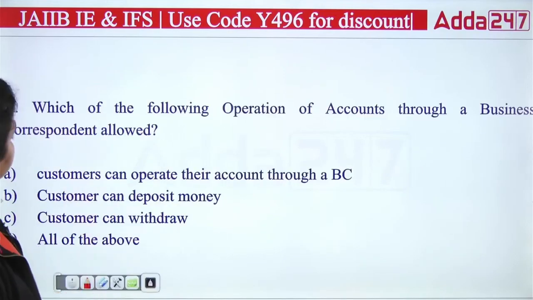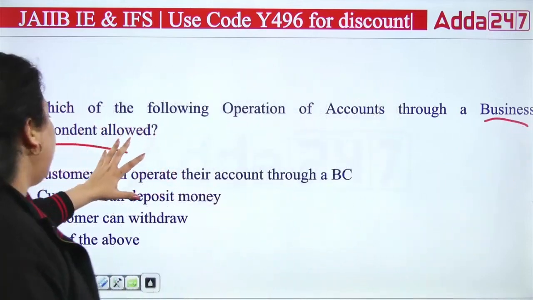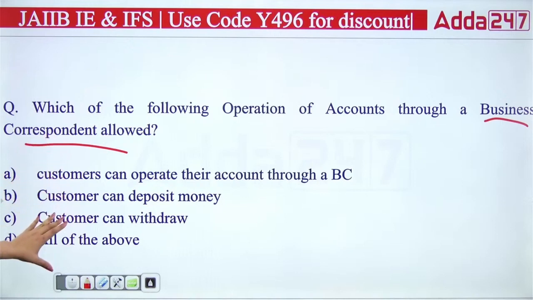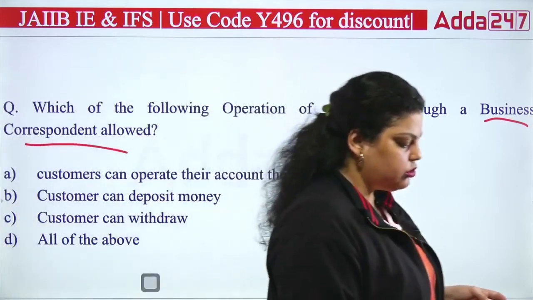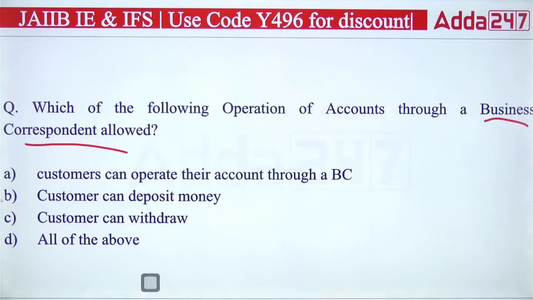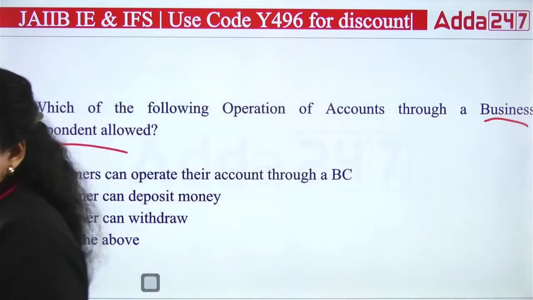Next we have: which of the following operations of an account through a business correspondent is allowed? So out of these services, which are available to the customer with the help of a business correspondent? First is saying customers can operate their account through a bank business correspondent. Customer can deposit money, customer can withdraw money, or all of the above. So you have to answer which of the following is the correct operation, or which of the following operations can be performed by the business correspondents.